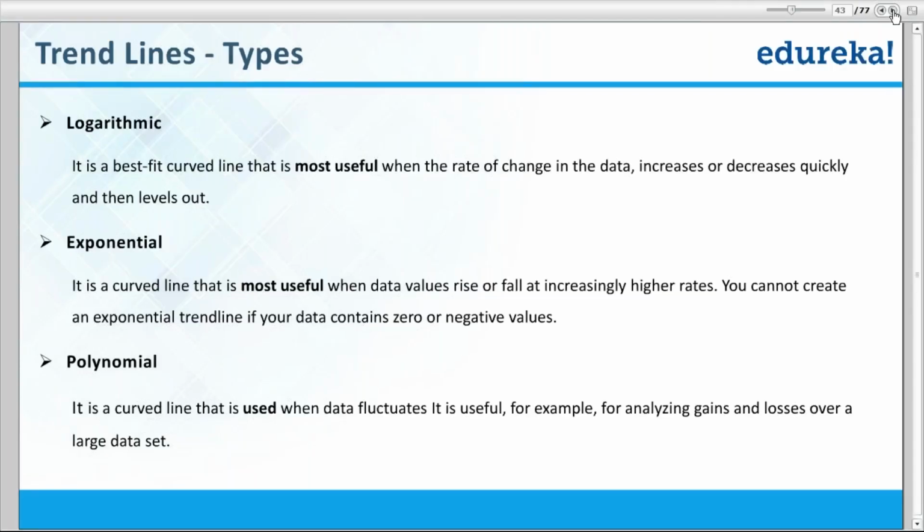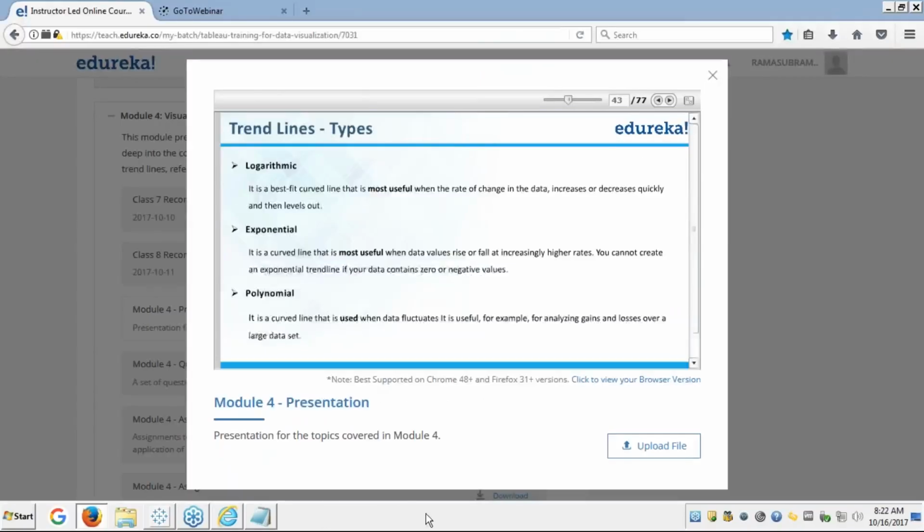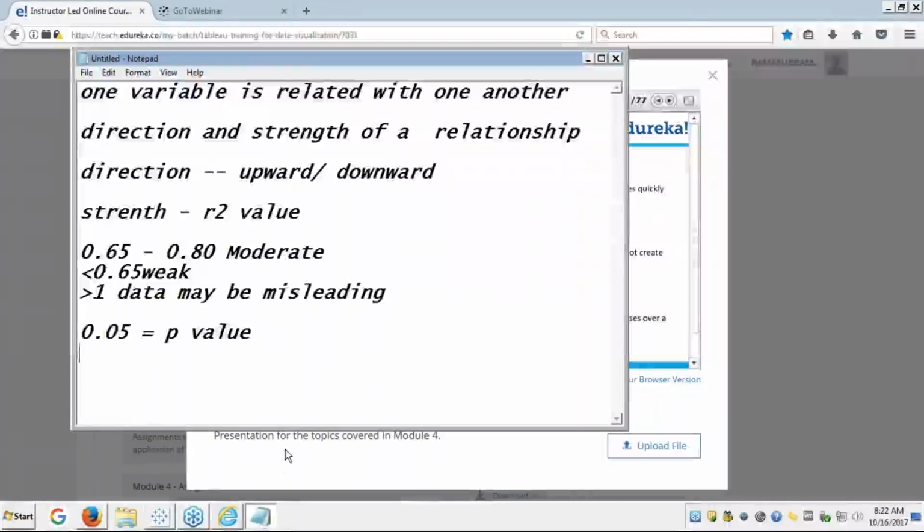Basically, there are four types. Linear, which we saw. The other one is logarithmic, and next are exponential and polynomial. There are also other types. Basically, the formula by which each is calculated is different. For a linear trend line, the general formula is y equal to mx plus b, where m is the slope of the trend line. This is the equation we saw, and this equation will differ across each type.